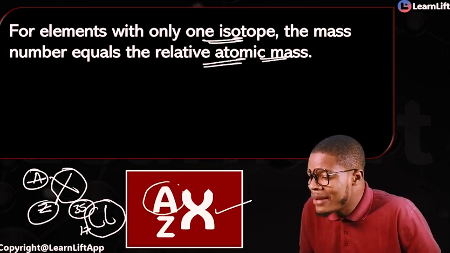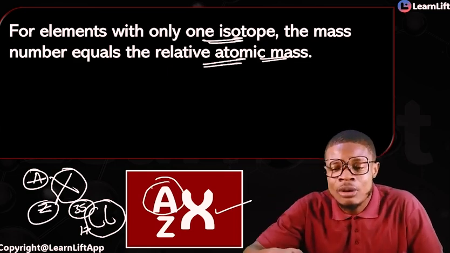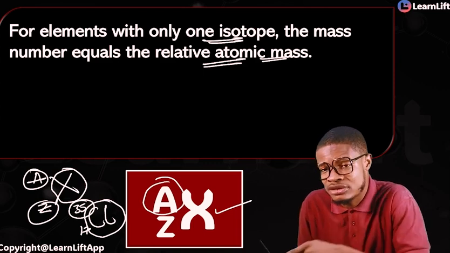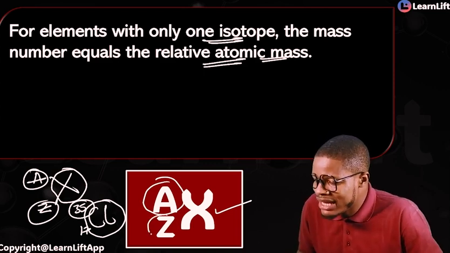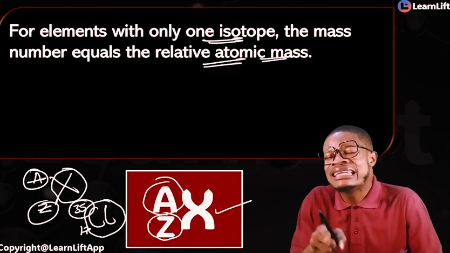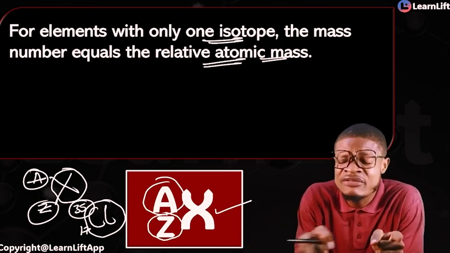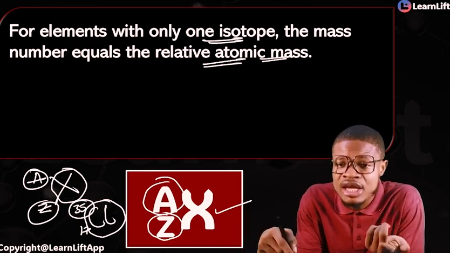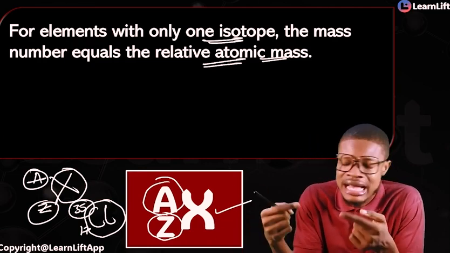So if A is the mass number, can I call mass number atomic mass? Yes. Atomic mass is the same thing as the mass number. And Z is called the atomic number. Atomic number is different from atomic mass. Atomic mass is the same as the mass number, which is your A. Z is the atomic number.